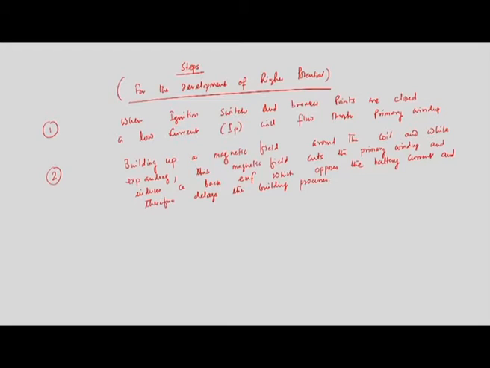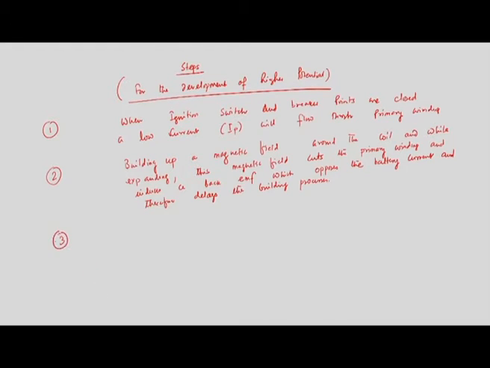So, when the ignition switch and breaker points are closed, a low voltage current will pass through the primary winding. While it is passing, it builds up a magnetic field around the coil, and while expanding, this magnetic field cuts the primary winding and induces a back EMF, which opposes the battery current and therefore delays the building process. Number 3, very important.